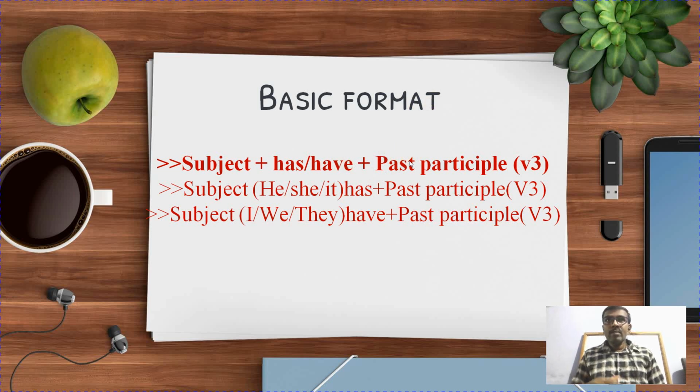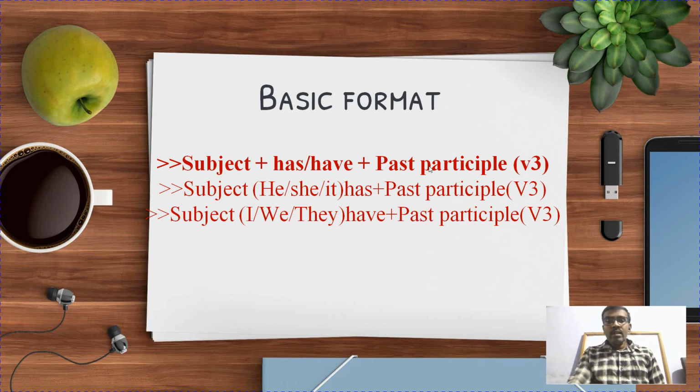We have already studied in the primary classes V1, V2, V3: present tense, past tense, and past participle. Present participle is also available, but in this present perfect tense, past participle will be used. So the subject is followed by has or have, that means auxiliary verbs, plus the past participle form of the verb. For example, go, past tense went, past participle gone. Go, went, gone. Do, did, done. See, saw, seen. Likewise we can list out a lot of examples.